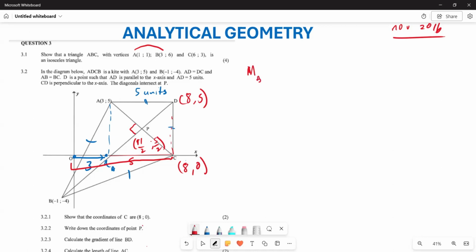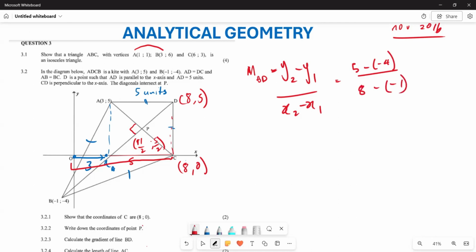Of my BD, it is going to be the same as y2 subtract y1 over x2 subtract x1. Then what is going to be the y2? The y2, can you see that this is the same as 5 subtract -4 over 8 subtract -1? And then what is going to be this? This is the same as 9 over 9, which is the same as 1. Can you see that? Which means the gradient of this particular line is going to be 1.